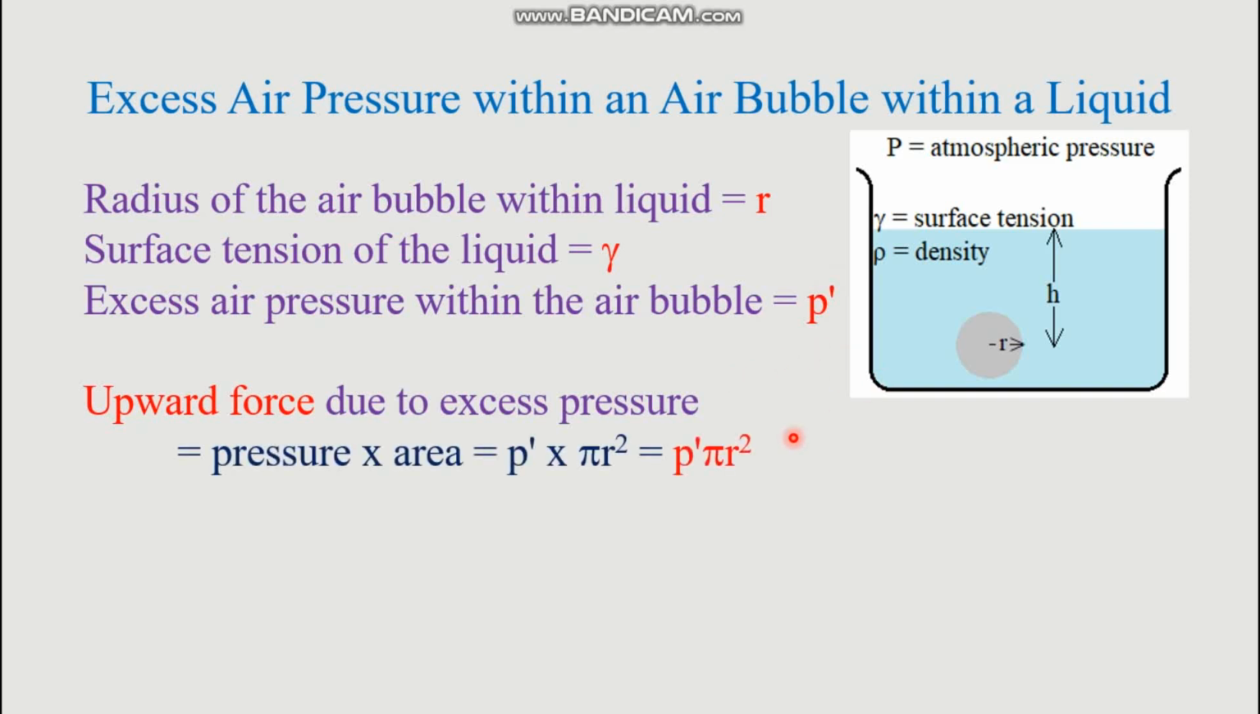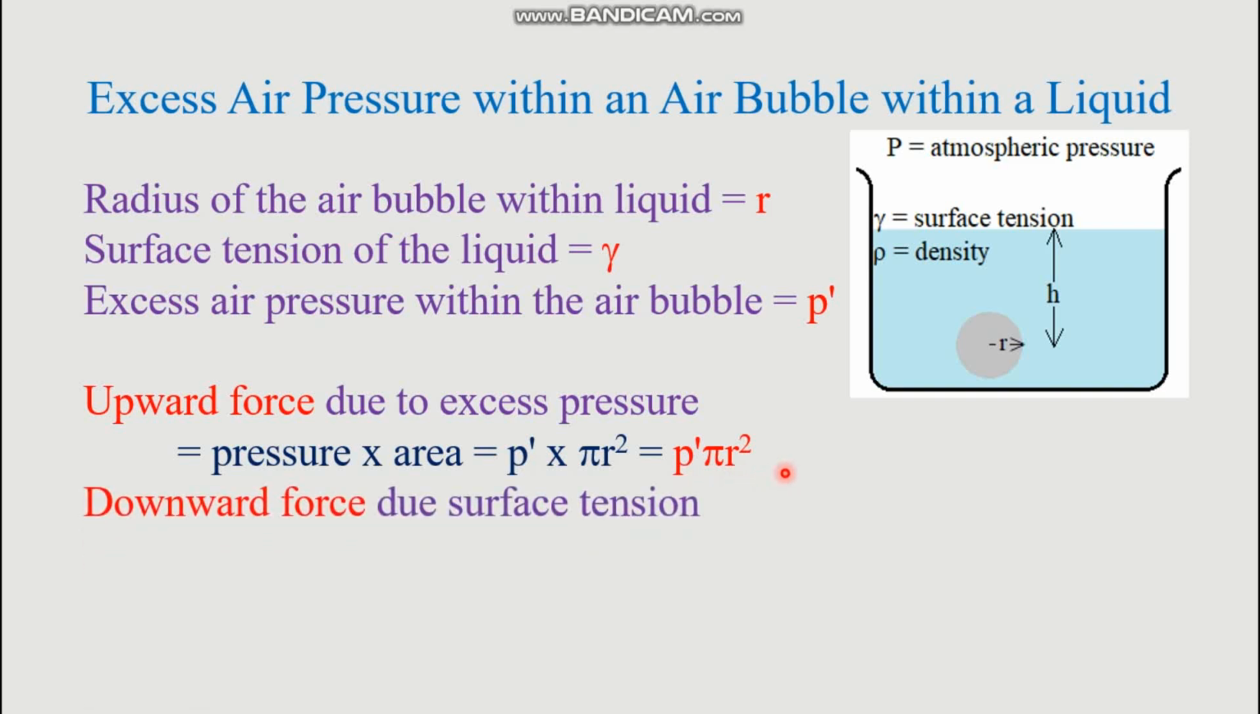Look, for the upward force we have to consider the hemisphere also, and the upward force must be calculated the same way. That means the pressure into the surface area of the disk. So the excess pressure is P prime, and the surface area of the disk is pi r squared. So it is P prime pi r squared.